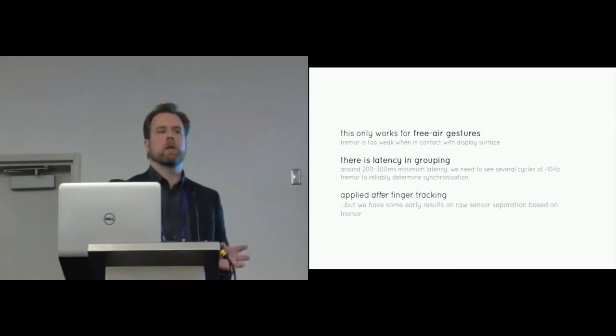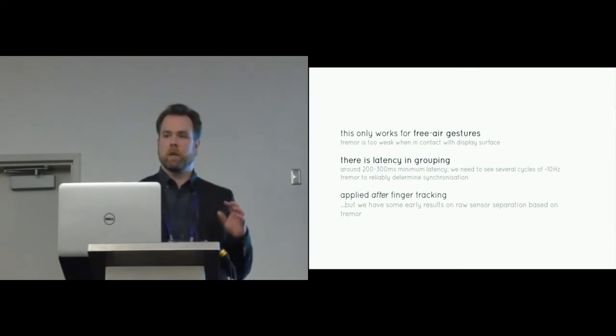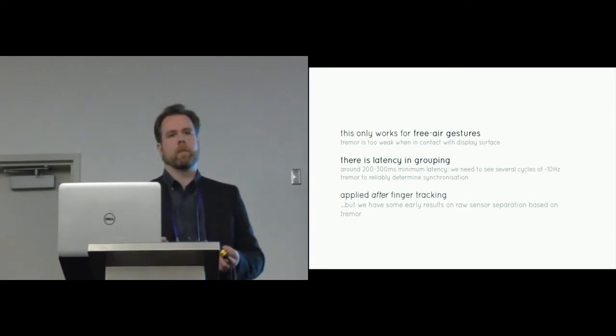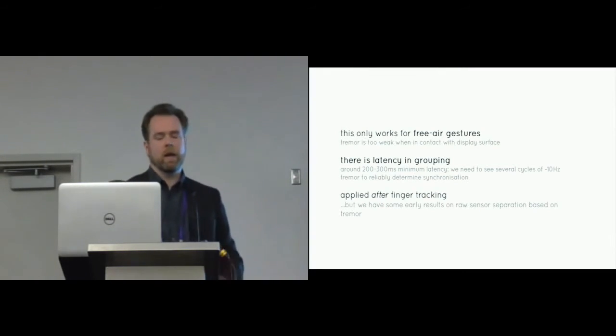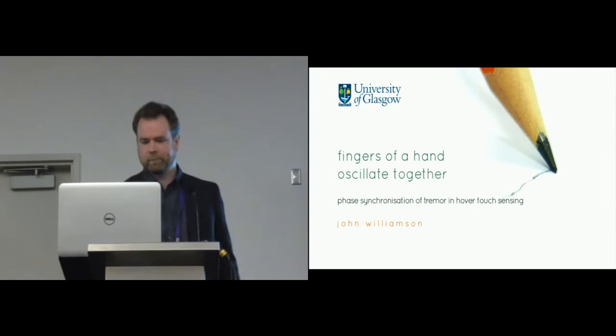So you could do interesting things if you could distinguish the fingers using the tremor before you try to separate out the finger objects themselves. We have some early work on doing that, but that could really extend the capabilities when you have very closely spaced fingers. Thank you.